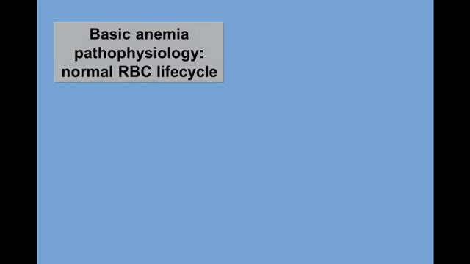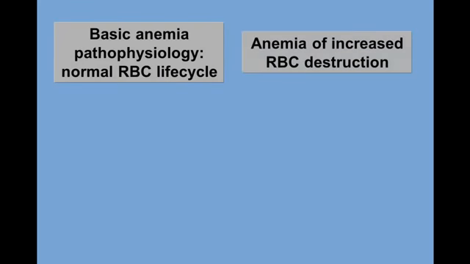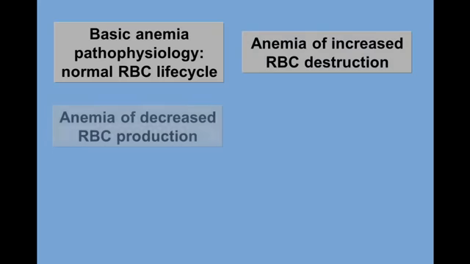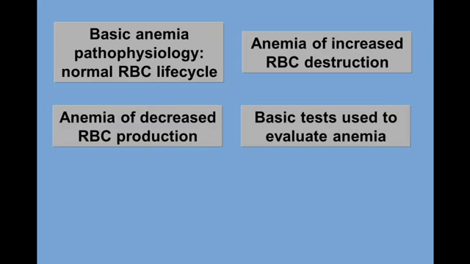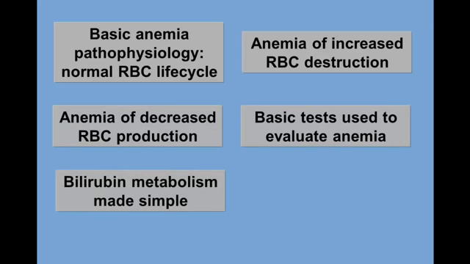This session covered a lot of material. If it went too fast, you might want to take a few minutes and review some of the background videos. Click on these boxes if you want to review basic anemia, pathophysiology, the normal red cell life cycle, the anemia of increased red cell destruction, the anemia of decreased red cell production, basic tests used to evaluate anemia, or bilirubin metabolism made simple.